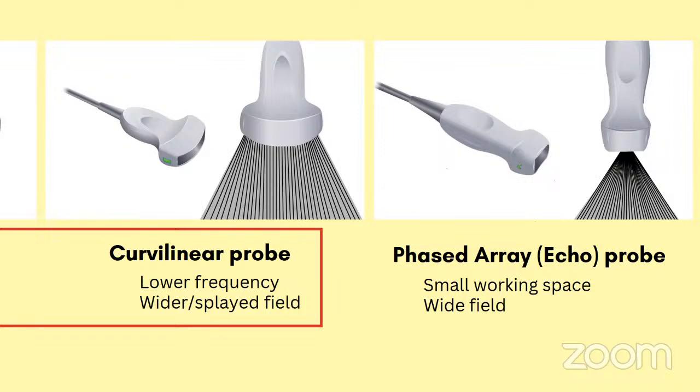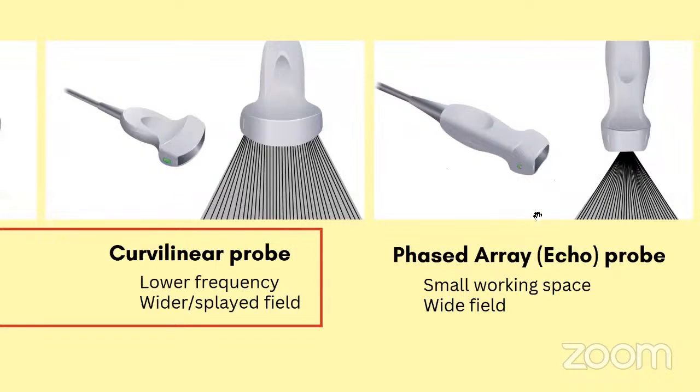Hence, we need a smaller window to just peek in, but we need to get a much wider field. That's why we have something called the echo probe. So the working space is pretty small here. However, since the field is splayed, we'll get the complete image of the heart. Getting it? Or is there any doubt?